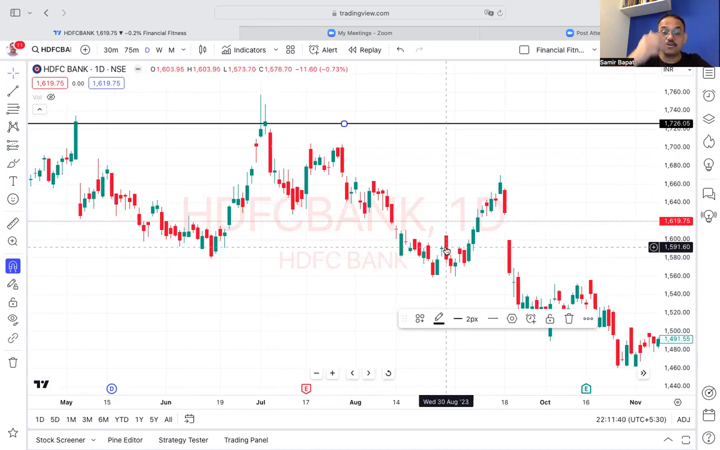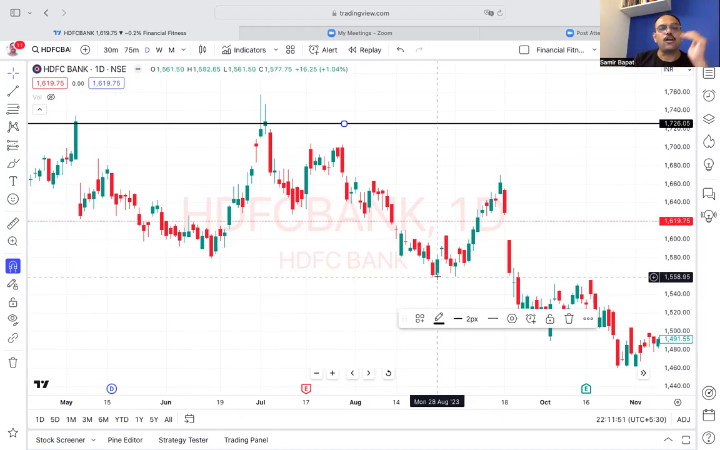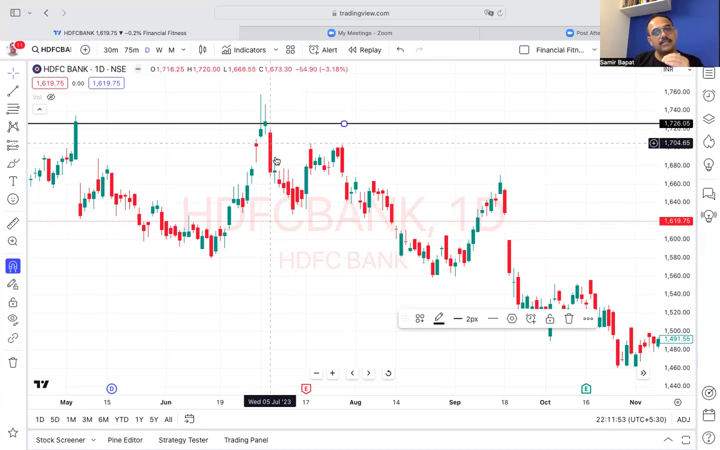So if you are seeing a long red candle, don't be afraid. Oh no, a long red candle, now will it go down? No. See where it is. Is it approaching a support, or is it starting from a resistance? Based on that, you should be afraid or enthusiastic about the candle.